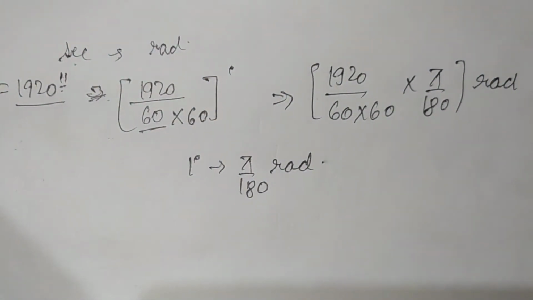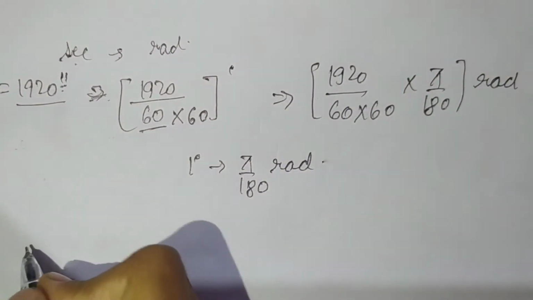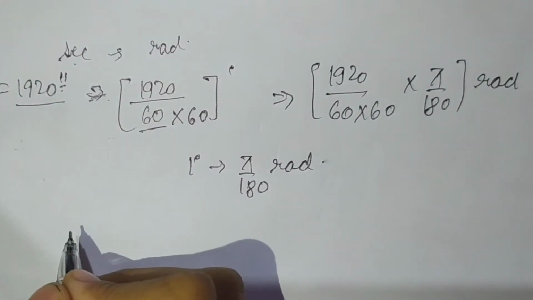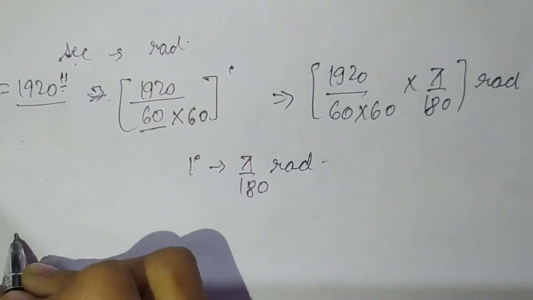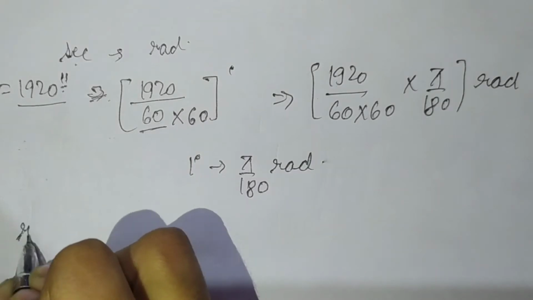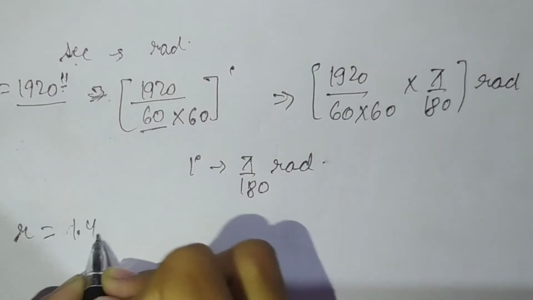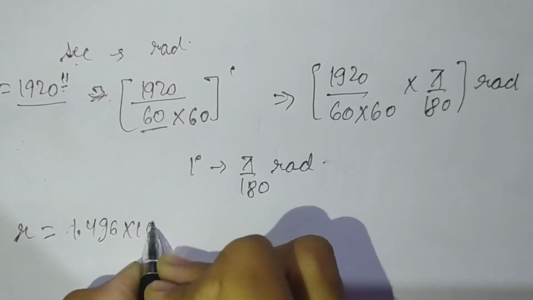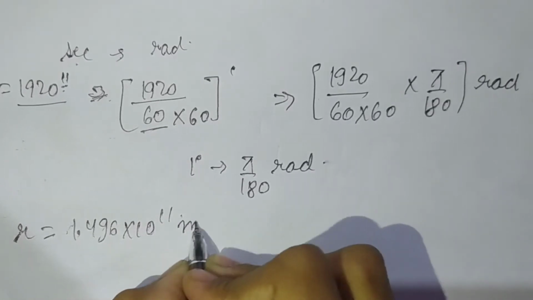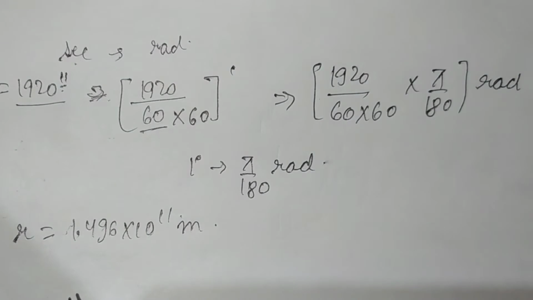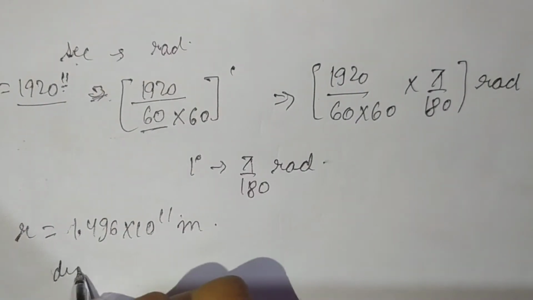Now we are given theta. What else are we given? We are given the distance of the sun from the earth. Let us consider the distance of the sun from the earth to be r, and its value is given to us as 1.496 into 10 to the power 11 meters. Now we already know we have to find the diameter of the sun.